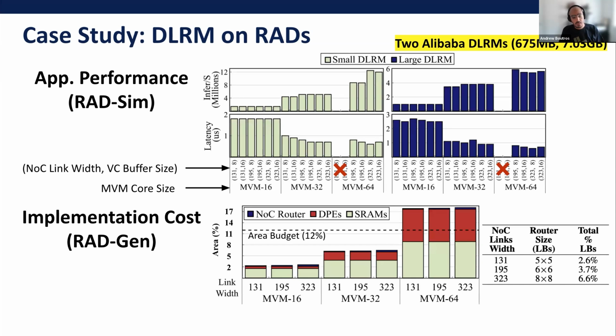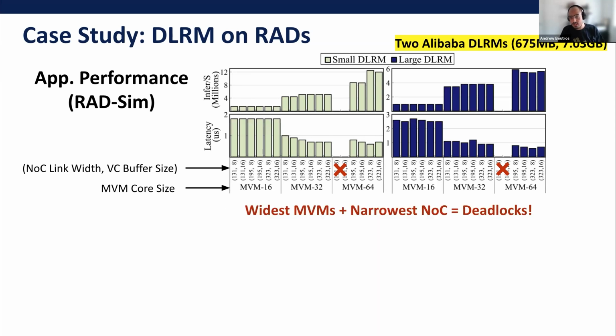And then if we are only looking at this side of the equation, of course, I would choose the option that gives me the highest performance, right? So the biggest MVM engines and the widest NoC that achieves the best performance, right? But we really don't know if this is a realistic design choice or not.